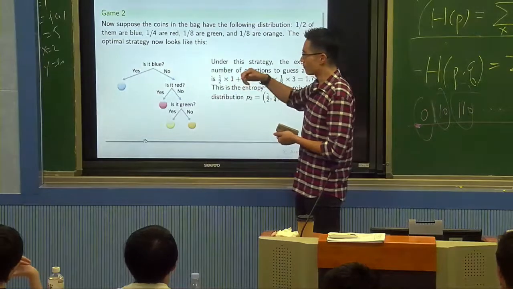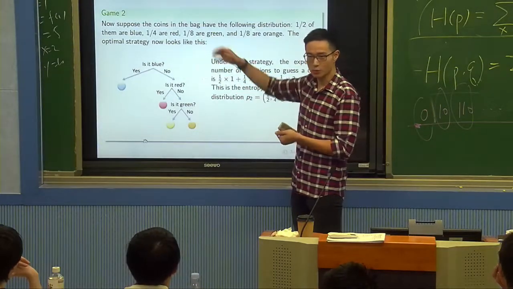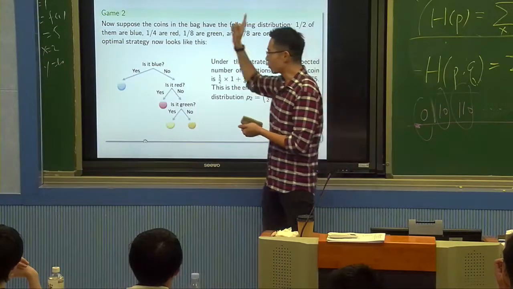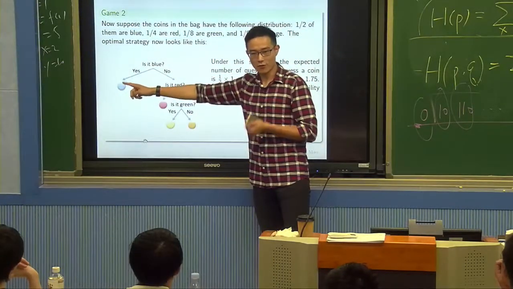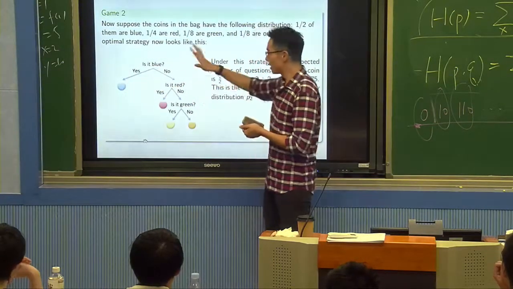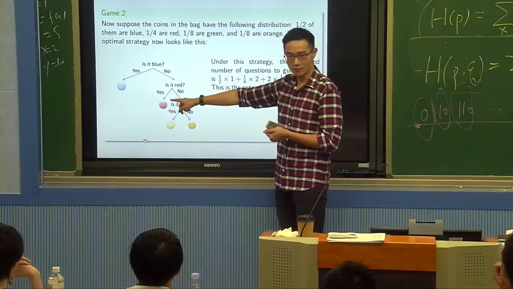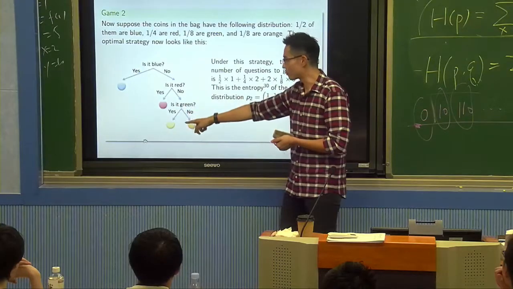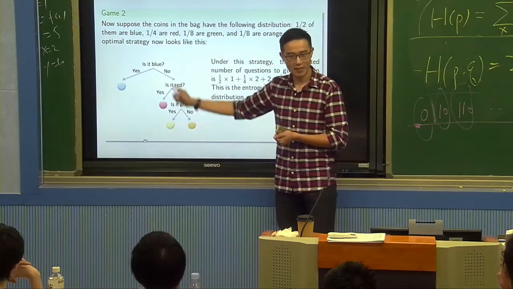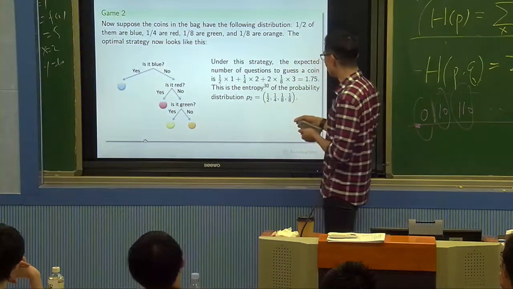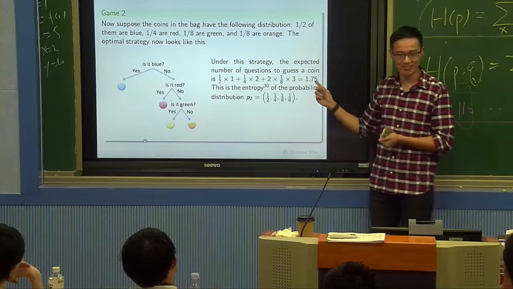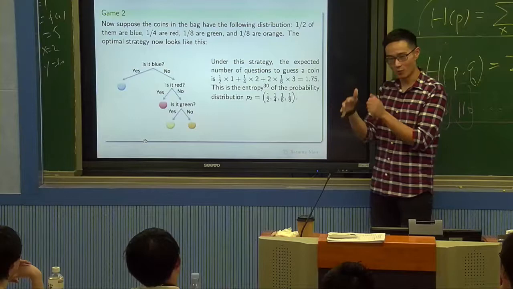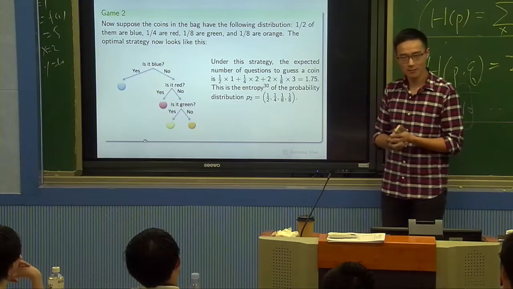Well, with 50% probability, because blue takes 1/2 of the coins. So with 50% probability, 1 question is enough, right? So 50% times 1 plus 25%, 1/4 probability, I need 2 questions. And finally, 1/8 probability, I need 3 questions. So if you add them together, I only need 1.75 questions, okay? Which is less than 2.